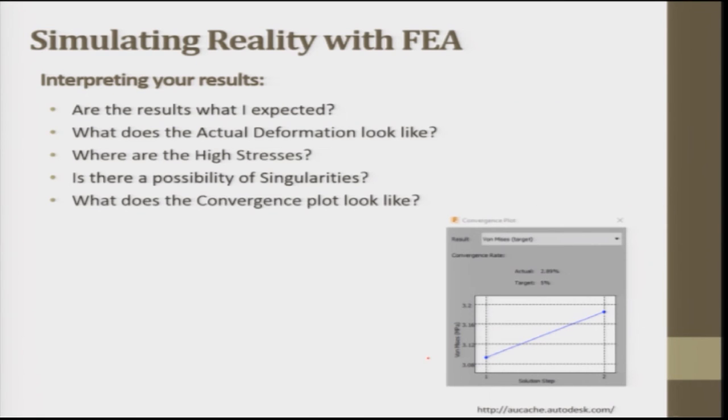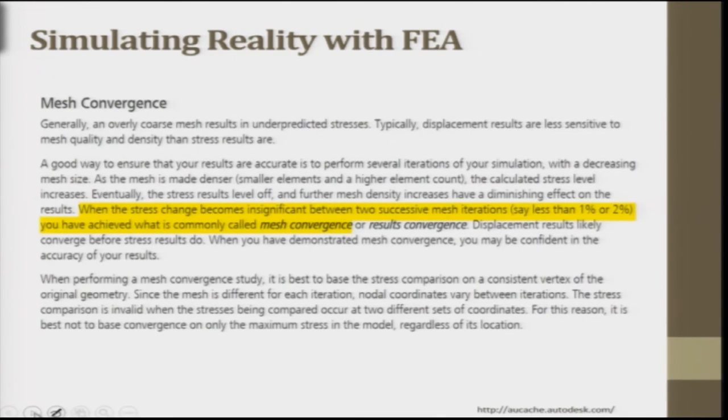So interpreting the results. What are the results that we expect from here? What does the actual deformation look like? Where are the high stresses? Is there a possibility of singularity? What is singularity? I will just tell. What does the convergence plot look like? These things we need to see. So the baseline target here was Von Mises. This is the Von Mises in megapascal, and the solution step is something like this: actual and target. Actual is 2.89% convergence rate.